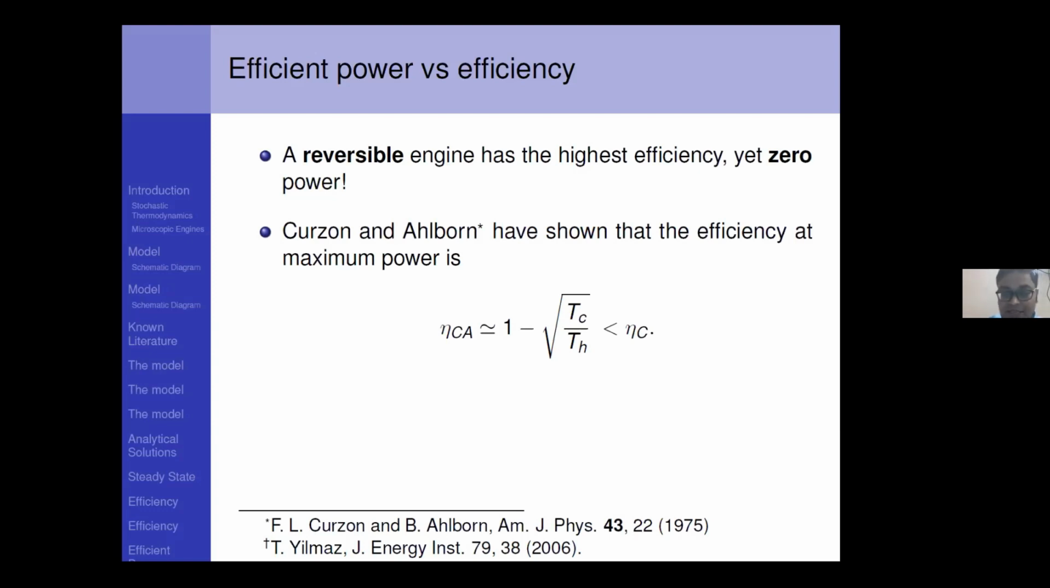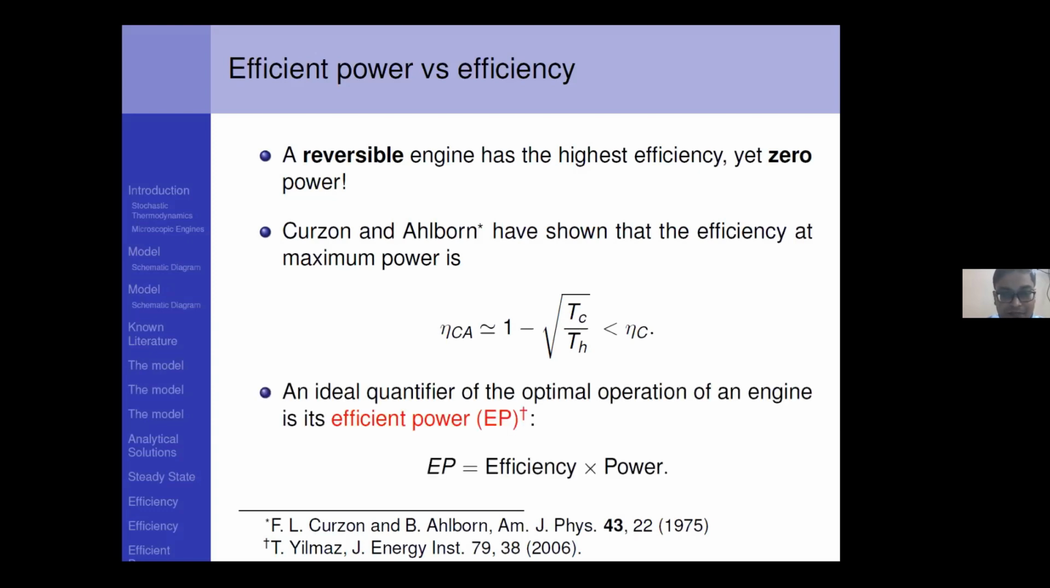And that is quantified by this quantity, which is called the efficient power. It is a product of efficiency and power. And if you see, if one of them becomes very small, the entire thing becomes very small.